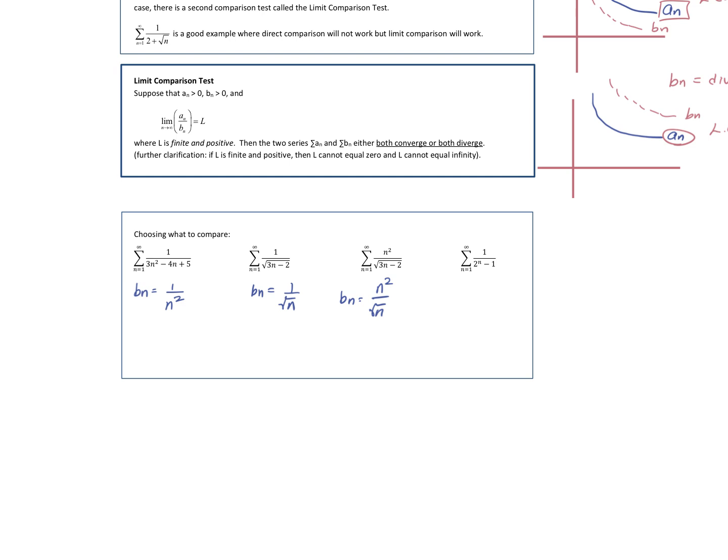Now when I simplify this, it's n squared on top and n to the 1/2 on the bottom. If we subtract exponents, 2 minus 1/2, we get 3/2. So it's n to the 3/2 for that one. And then for this one, we've got our b sub n, which is 1 over 2 to the nth.